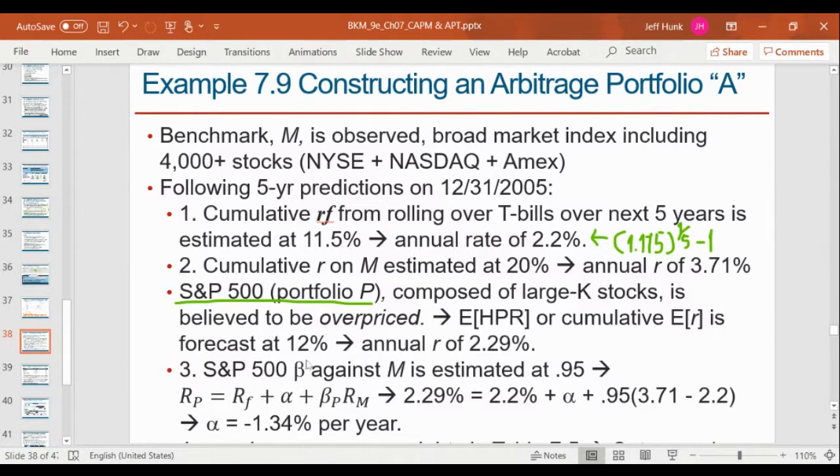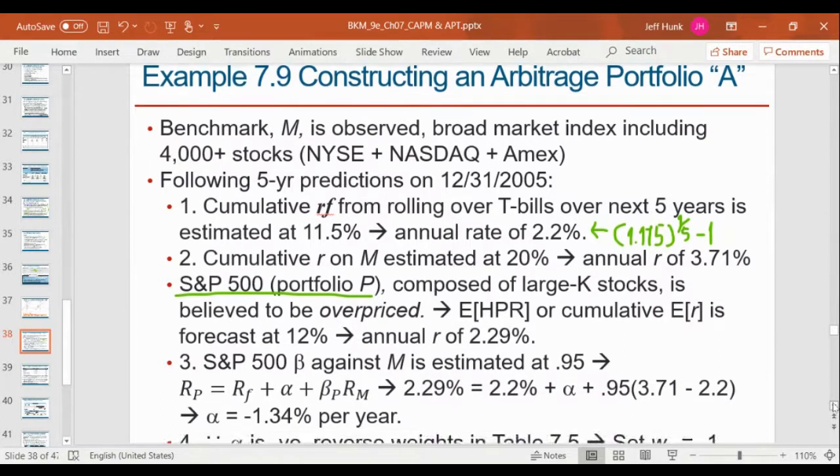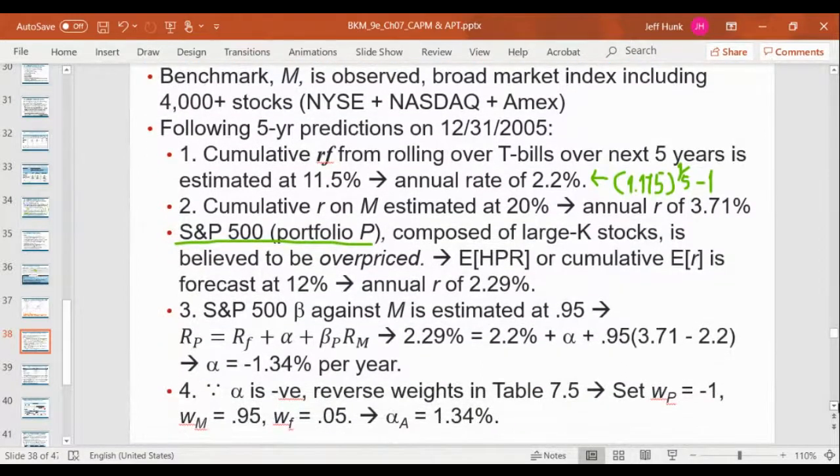And the S&P 500 beta against the market is estimated at 0.95. Because the beta of our broad market, the benchmark, is always one. And the S&P 500 beta against M is 0.95.